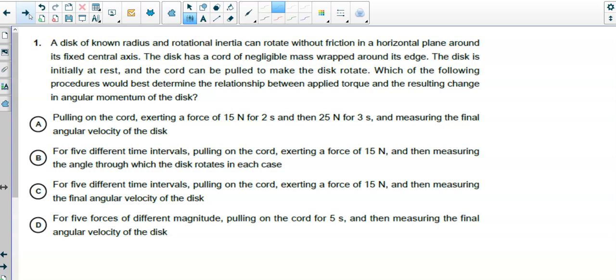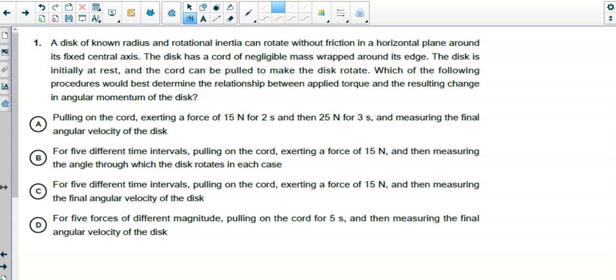Now if I look at A, they change the torque, but why do they also change the time? That's going to mess things up. So you don't want anything that's going to change time. You want to apply that torque for the same amount of time. So if you look through your answers, which one of them does that? And I think D is our one.